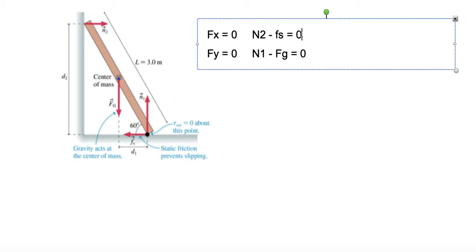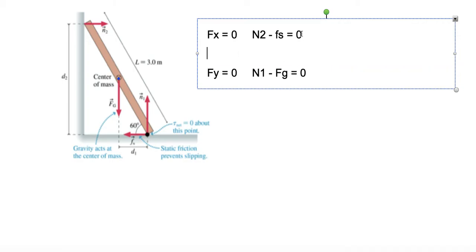Let me put in for some of these. We don't know what the normal force is at the top of the ladder, but we do know what the friction force is. So N2 minus the friction force, which is mu, I'm going to use a u for mu, times the normal force N1, that's the coefficient of friction times the normal force, that's our friction force, and that has to equal 0.